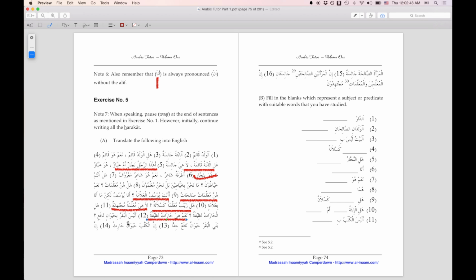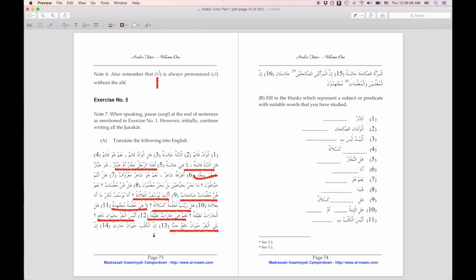أليس البقر بحيوان نافع؟ Is not the cow a beneficial animal? Is the cow not a beneficial animal? بلى البقر حيوان نافع جدا. Why, of course, the cow is a very beneficial animal.